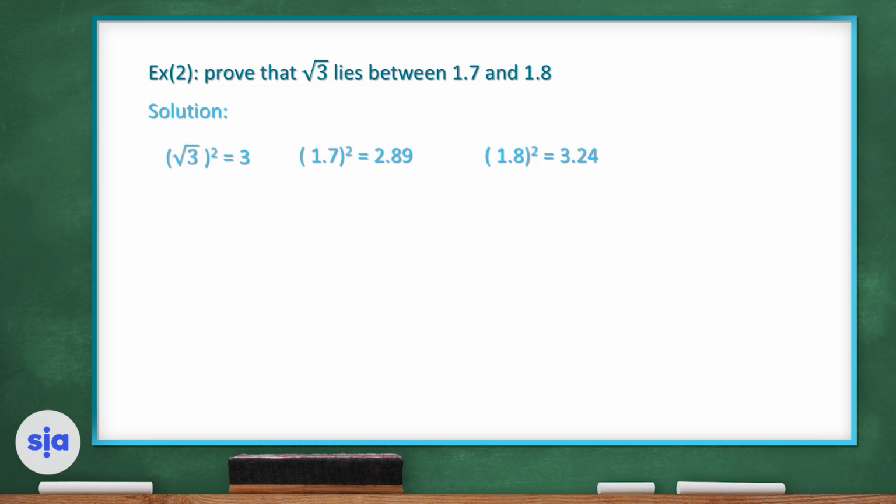Then, we're going to arrange them in an inequality. So, 2.89 is less than 3, and 3 is less than 3.24. Then we're going to take the square root of the three numbers in this inequality. So square root of 2.89 is less than the square root of 3 is less than the square root of 3.24. Then square root of 2.89 is 1.7, less than root 3, less than 1.8. So here we have proved that the square root of 3 is between 1.7 and 1.8.